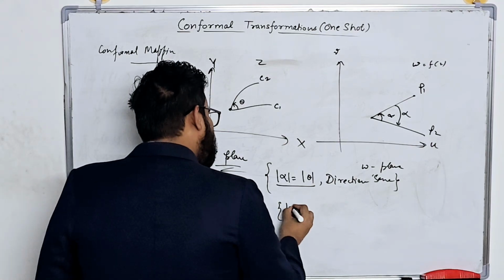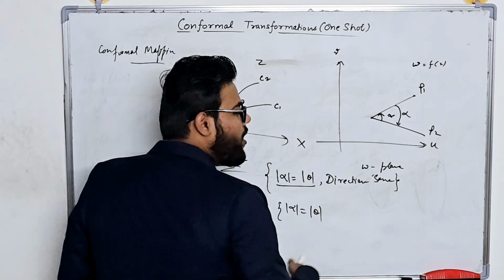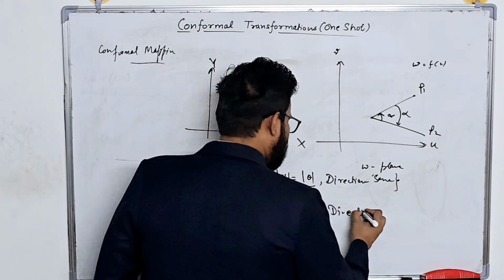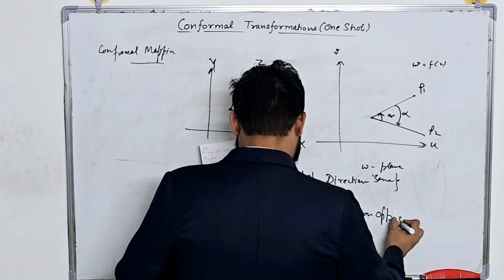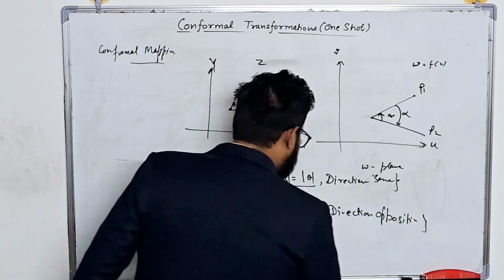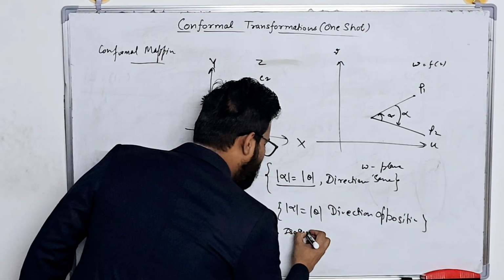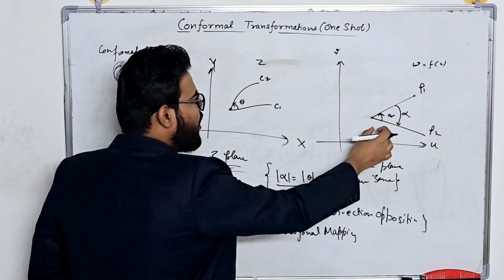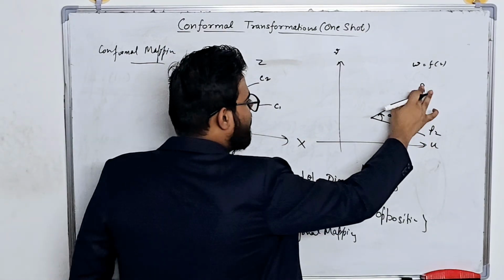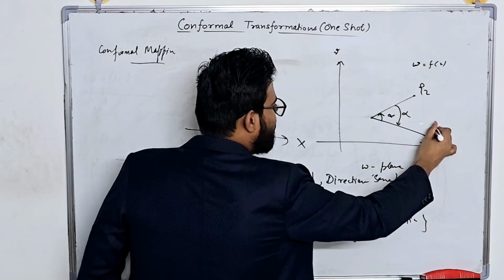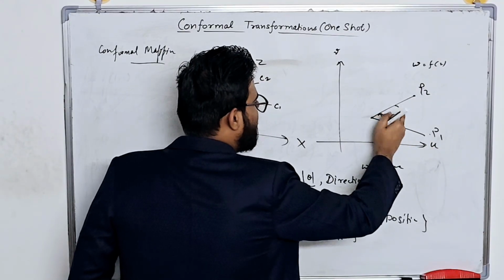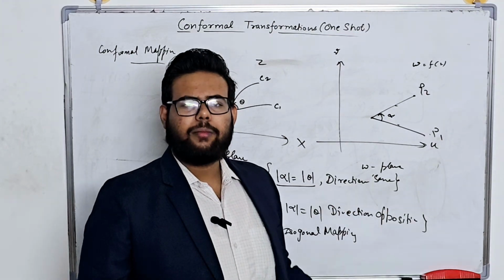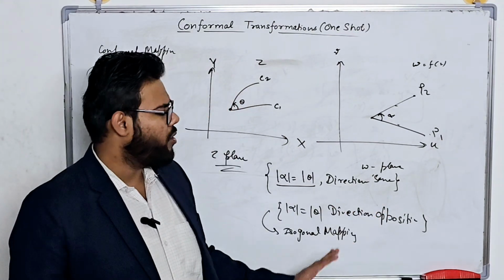And if the magnitude is equal but the directions are opposite, then it is called isogonal mapping. Okay, so this is isogonal mapping, and if it is like this, this is P2 and this is P1, then it is conformal mapping. Okay, provided that this condition is satisfied. Okay, so these are some of the basic conditions. It is just for an introduction.